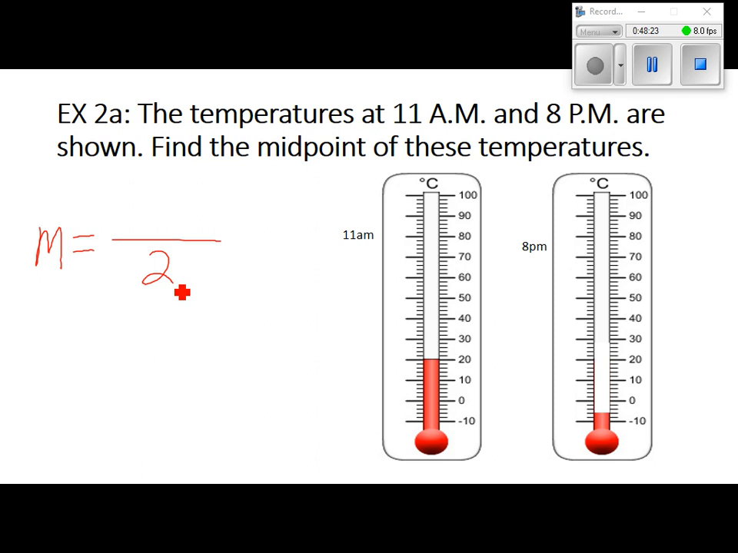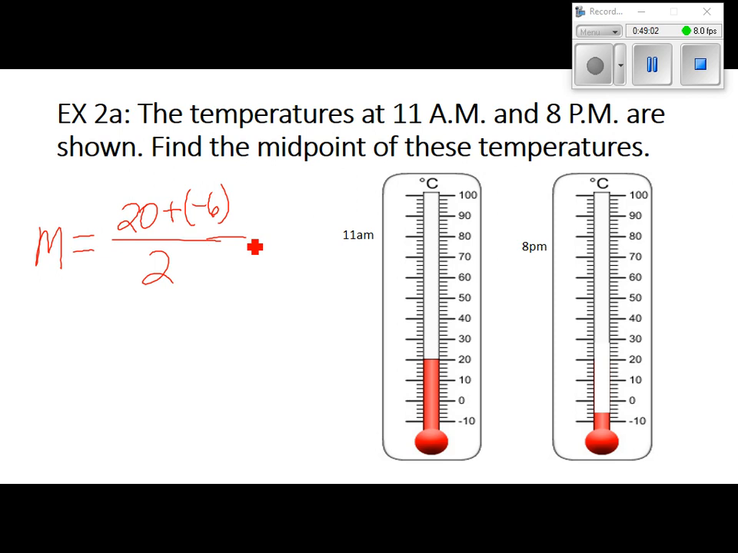What's our starting temperature? 20 degrees. How do you know that's your starting one? Because it tells you it's 11 a.m. to 8 p.m. What's our 8 p.m. temperature? Be careful. Negative 6. Everybody agree with that? What do these thermometers go by? 2. So if I'm here at 0 and I go down 1 mark, I'm at negative 2, then negative 4, and then negative 6. So plus a negative 6.